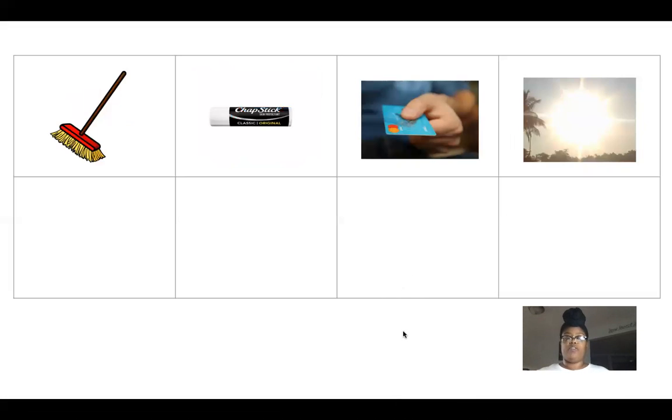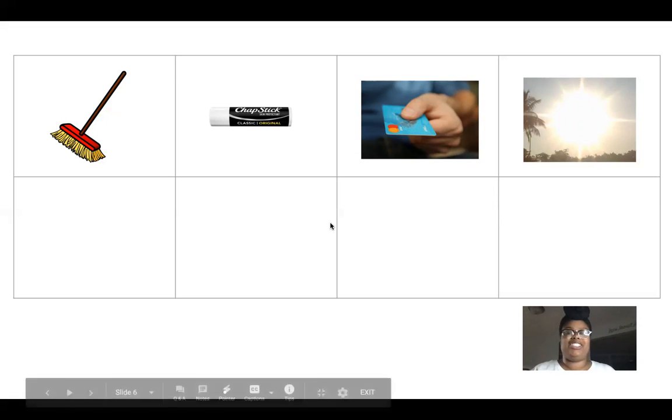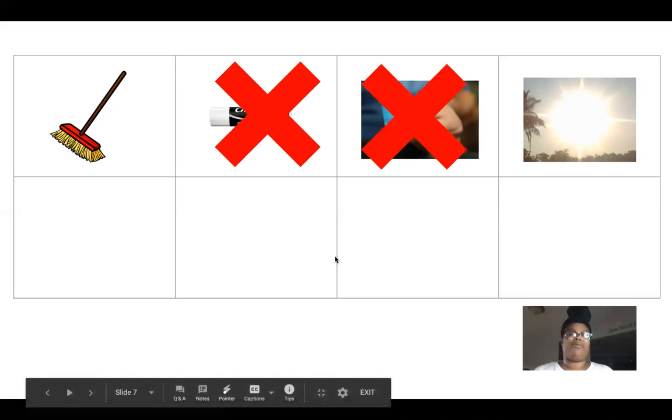Now we're focusing on a picture of a broom that you sweep with. Broom, chapstick. Okay. Broom, card. That's a card. Okay, and the last picture is the sun. It's the sun, but we're gonna focus on the word bright. So, broom, bright. You know that's the right one already. Yes, yes, yes, let's check. Yes, we got it right.